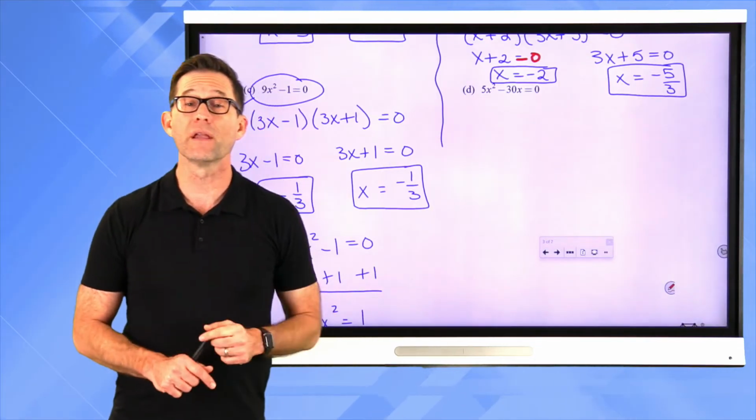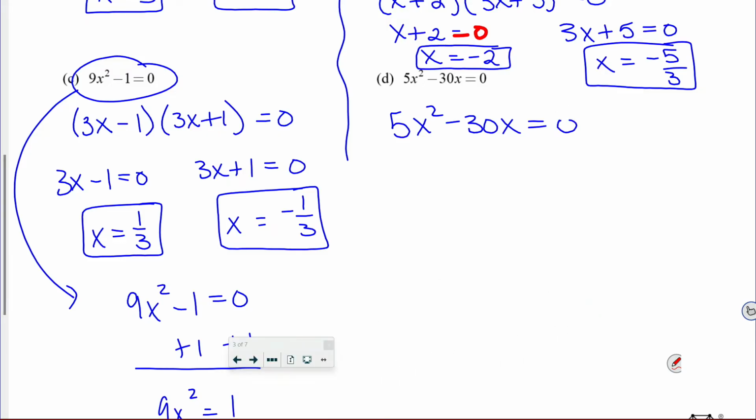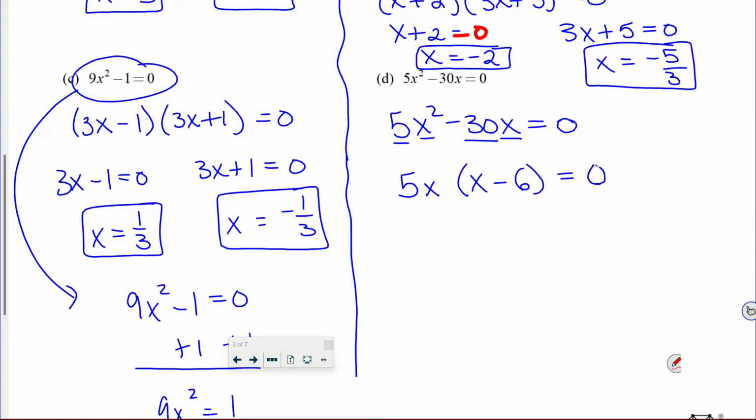All right, let's take a look at letter D now. I'm going to write this one a little bit bigger right here. It's 5x squared minus 30x equals 0. Now that's not the difference of perfect squares. It's certainly not a trinomial. What it is, is a simple GCF, right? I look at the 5, I look at the 30. I can pull a 5 out of both of those. I've got an x squared and an x to the first, so I can pull an x out of both of those. And this factors as 5x times x minus 6 is equal to 0.